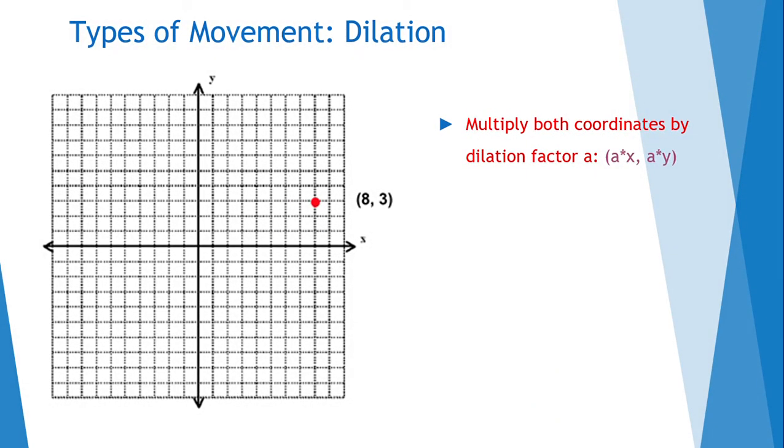The fourth type of movement is a dilation. A question will usually tell you the factor of a dilation, or you'll have to figure it out, but all you have to do once you get the factor of dilation is to multiply both the x and y coordinates to end up with your final answer. For example, if my dilation factor here is 0.5 and I have a point (8, 3), I'm going to multiply 8 by 0.5 and 3 by 0.5, getting me (4, 1.5). And that's all there is to it. That's all the types of movements.